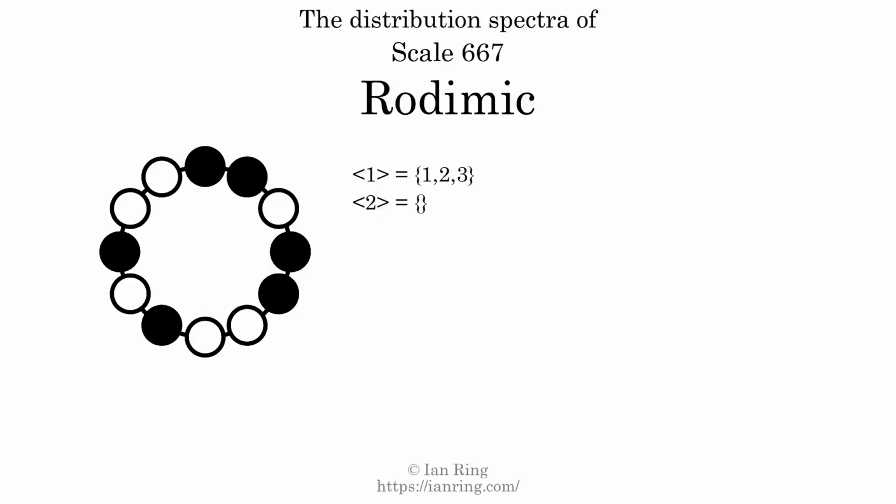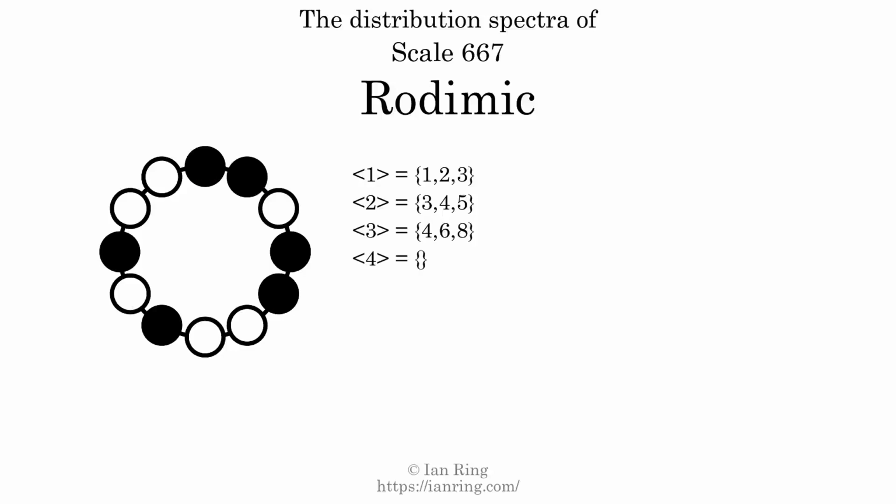The generic interval of 2 scale steps comes in 3 different specific interval sizes: 3 semitones, 4 semitones, and 5 semitones. The spectrum width of this generic interval is 2. The generic interval of 3 scale steps comes in 3 different specific interval sizes: 4 semitones, 6 semitones, and 8 semitones. The spectrum width of this generic interval is 4.